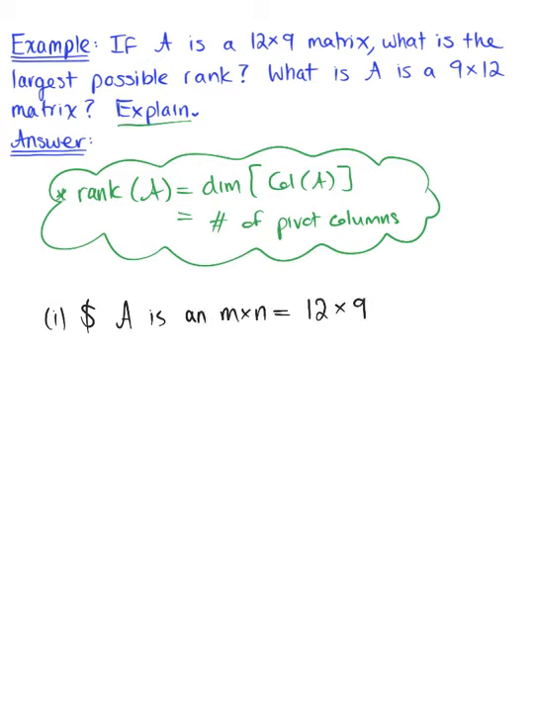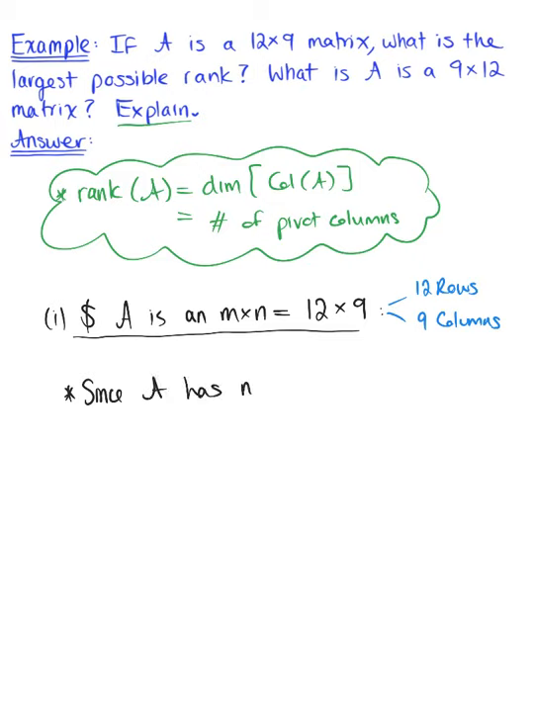12 by 9. And so we know that this matrix has 12 rows and 9 columns. So while there are 12 rows, there are only 9 columns in this matrix. So we can note that since A has N equals 9 columns, it can have at most 9 pivot columns.